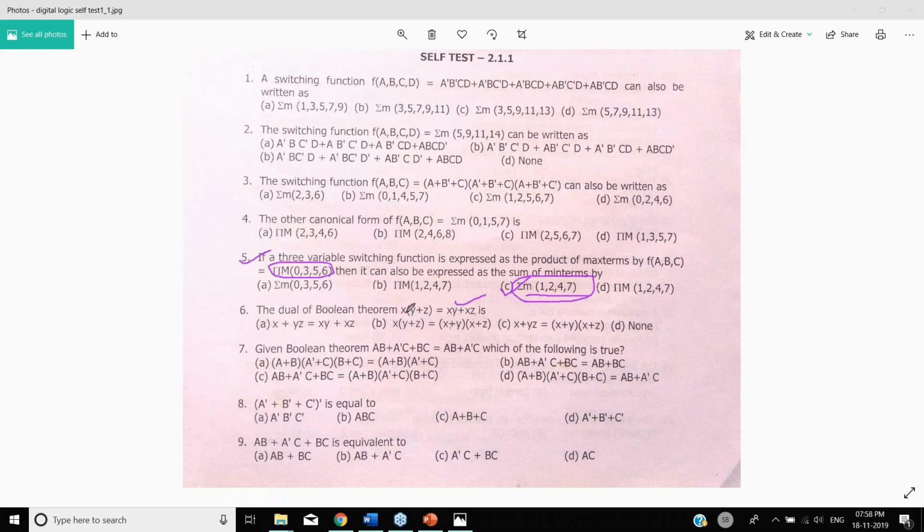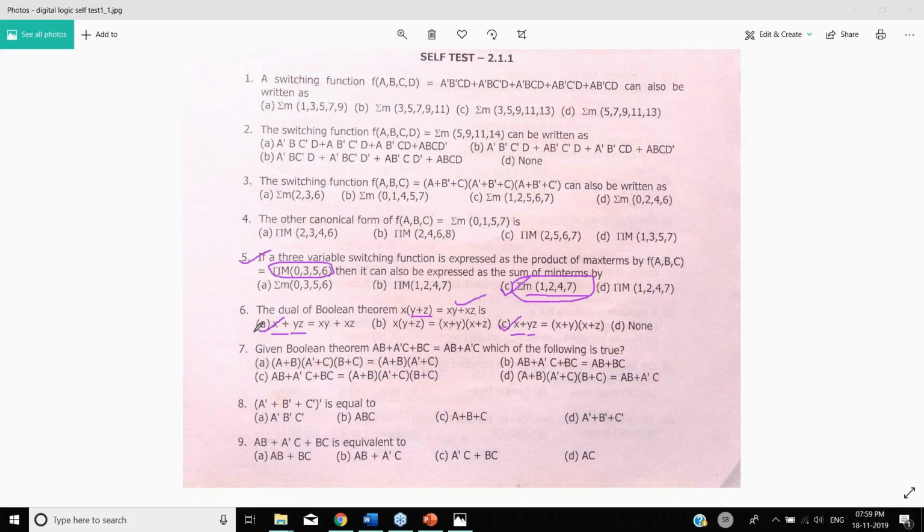You simply convert the AND operation with OR and OR operation with AND. So X AND, instead of that we convert it with OR. Is there any OR operation? Yes, this is the OR operation and this is the OR operation. Y and Z, so Y or Z should be Y and Z.